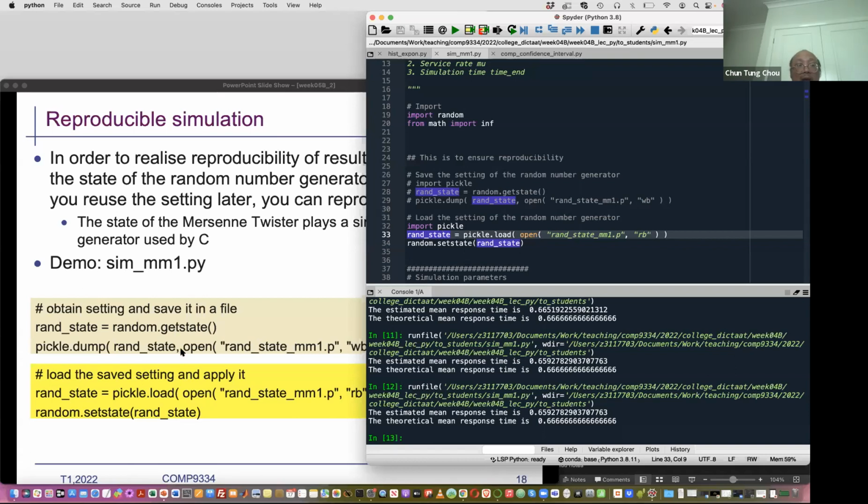These are the lines, and they are actually in the file CMMM1 that I gave you last Thursday for the week 4B lecture. I didn't talk about that then because you wouldn't have understood, as you hadn't learned about random number generators at that moment. But now you do, so you understand what I'm trying to do.